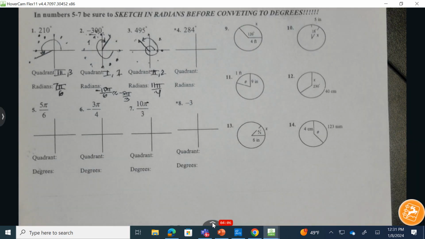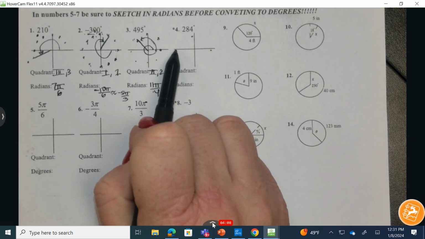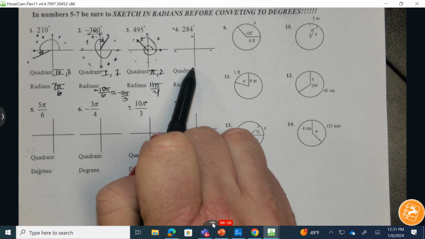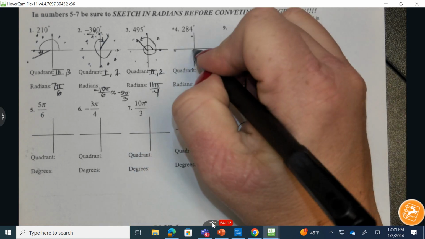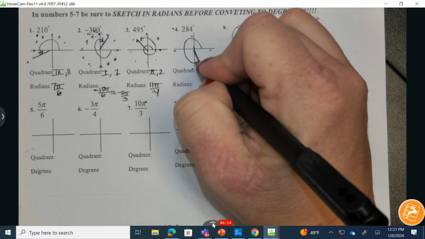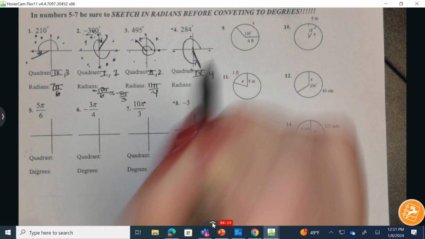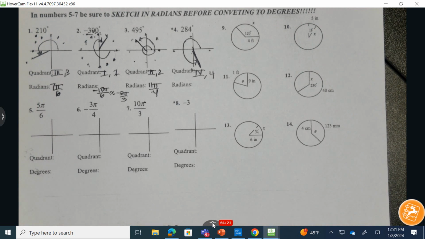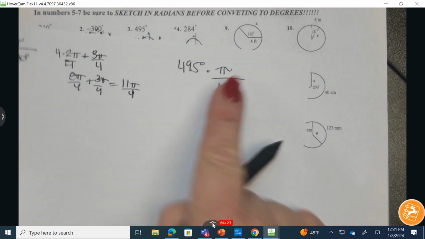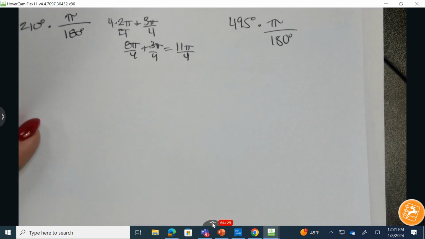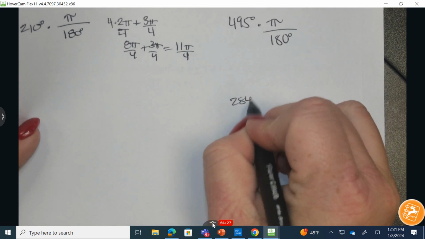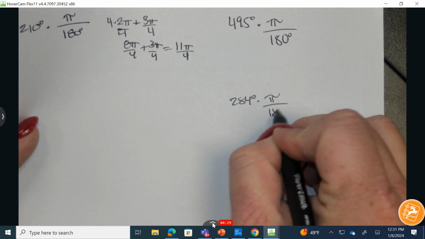Now I know that this is 90, this is 180, and this is 270. So it's slightly past 270, so somewhere right in here. So that lands in quadrant number 4. And now in terms of radians, I'm going to use this type of conversion to go back into radians. So 284, let's take 284 times pi over 180.